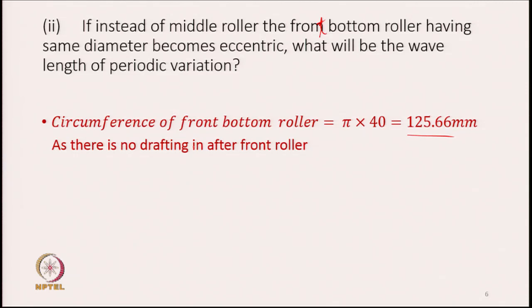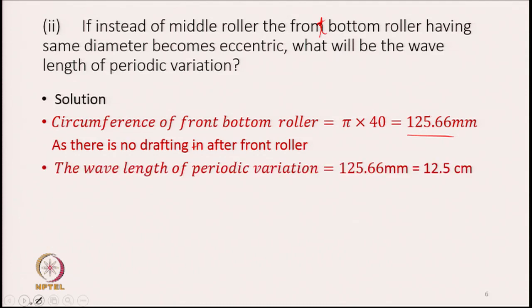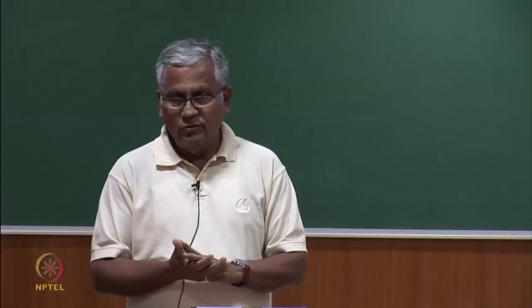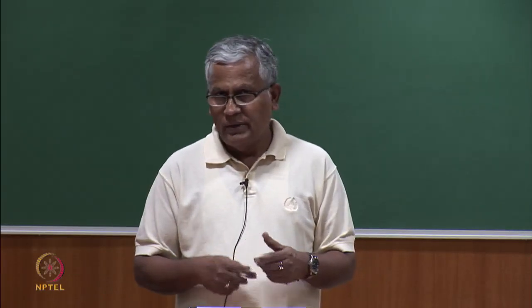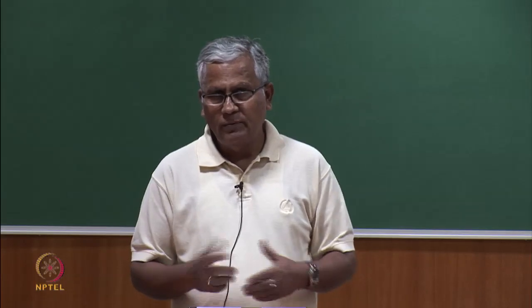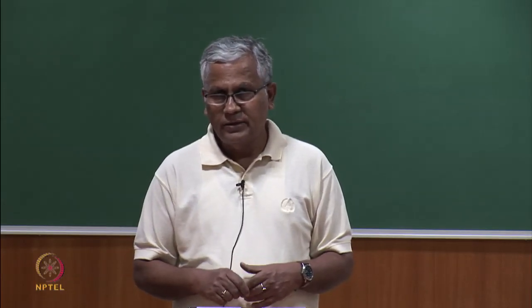after the front roller, the wavelength will remain the same; it is not going to be stretched out in this case. So, the wavelength of periodic variation is going to be 125.66 mm, that is, we can roughly say 12.5 centimeter. So, you see that when the front bottom roll is eccentric, whatever is the circumference, that is going to be the wavelength of the periodic variations.